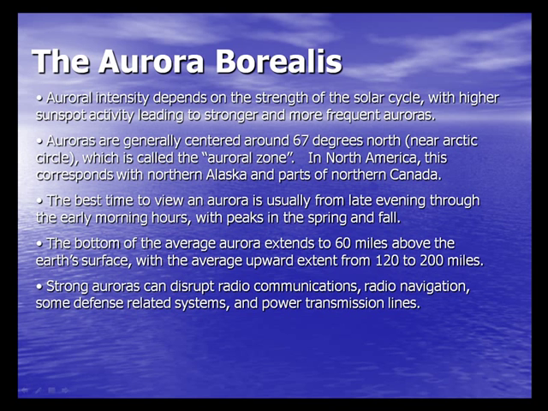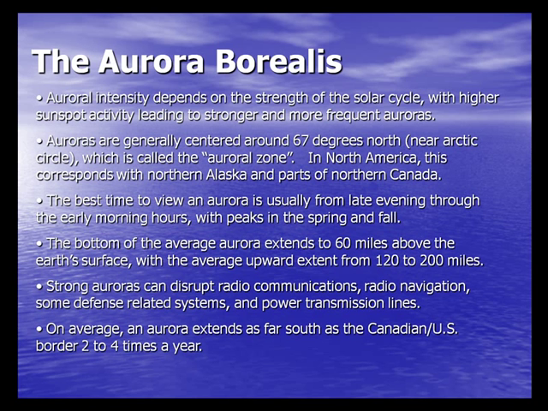Auroras have been known to disrupt radio communications, radio navigation, some defense-related systems, and power transmission lines. On average, an aurora extends as far south as the Canadian-U.S. border 2 to 4 times a year. It can reach Mexico 1 to 2 times a decade, and even the equator once in 200 years.